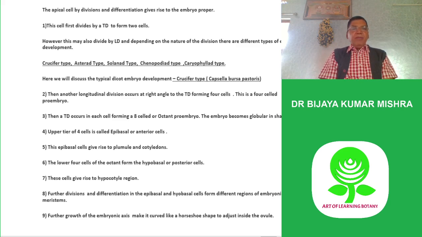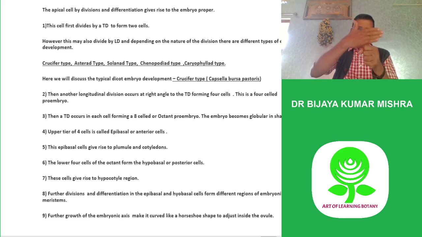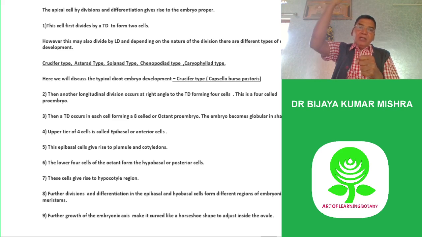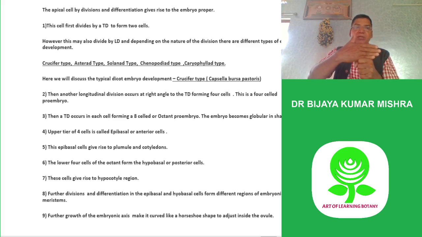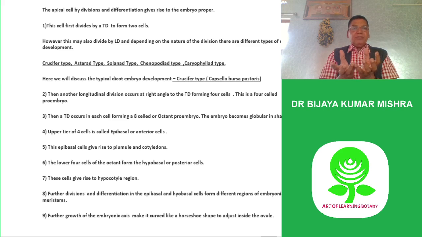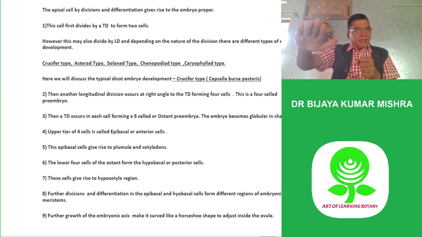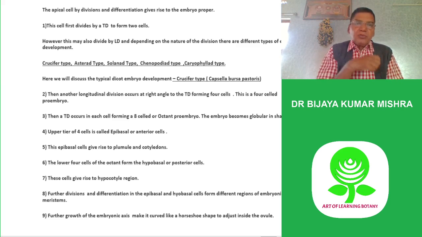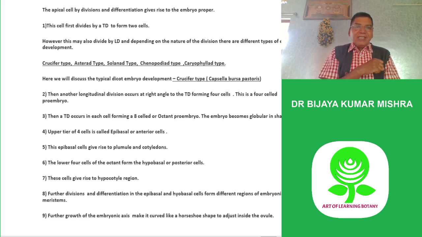So here what is happening now? The embryo, the apical cell. Let us say this is the apical cell. Now the apical cell first will divide by a longitudinal division. Two cells are formed. One on this side, the longitudinal one. Okay. Then it will divide by another longitudinal division at a right angle to the first one. So if the first one is this, then the next will be like this. So 4 cells are formed. After that it will divide by a transverse division. So you will find upper 4 and lower 4, so 8 cells are formed. This is called the octant stage. The upper 4 tier and the lower 4 tier.